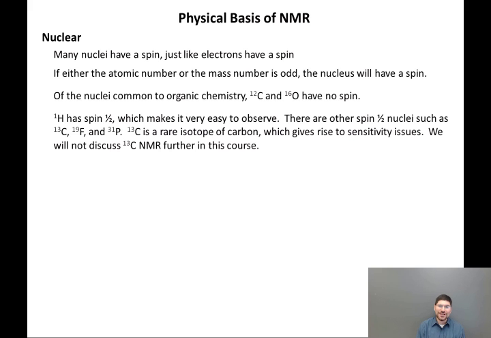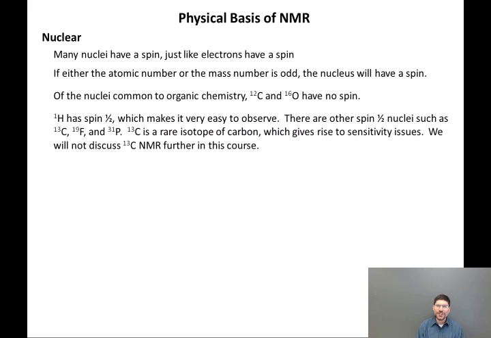However, hydrogen, having both an odd atomic number and an odd mass number, has spin 1/2, which makes it very easy to observe. So there are other important spin 1/2 nuclei, such as carbon-13, fluorine-19, and phosphorus-31. All of them are used by practicing chemists in their analysis of the structures of molecules.